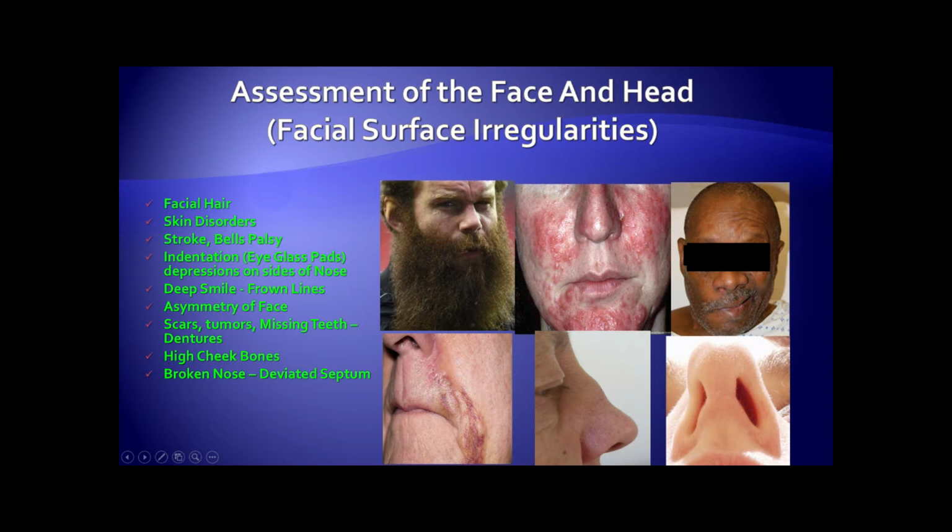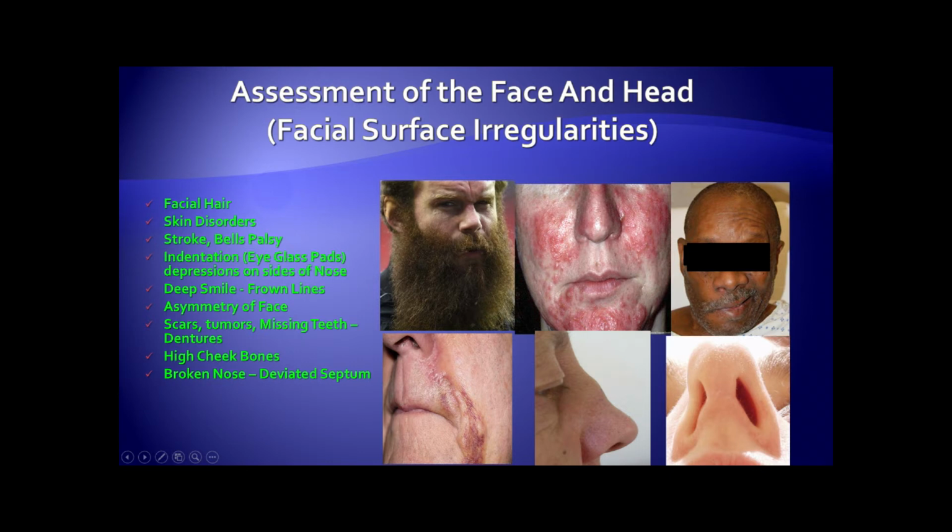Irregularities are the depressions and the raised areas of the skin that are likely to impact the cushion and cause leaks. So we're going to look at facial hair, skin disorders, paralysis to the side of the face from a stroke or Bell's palsy, indentations in the bridge of the nose from heavy glasses, deep smile or frown lines, and the asymmetry of the face, the difference between the left and the right side of the face. The greater the difference, the more probability of a leak.